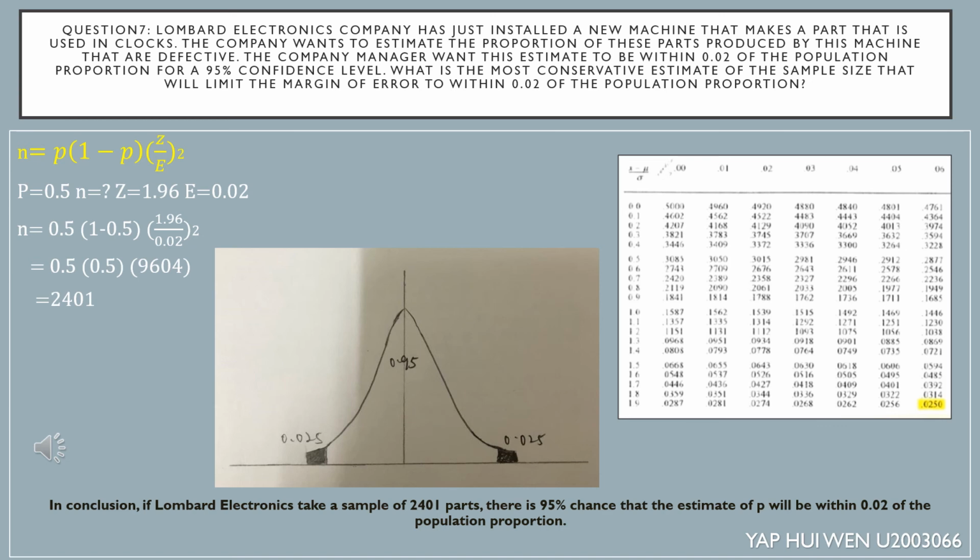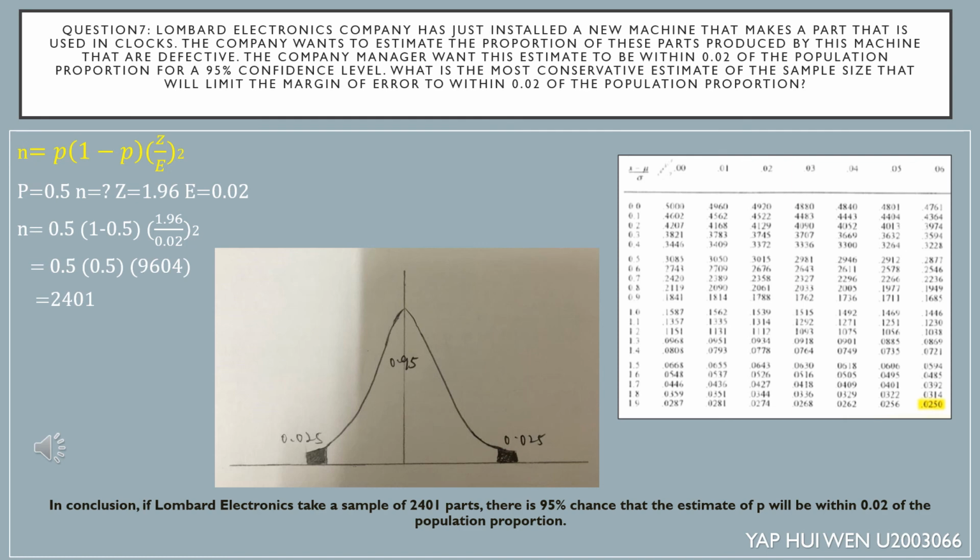So for this question, we will use this formula, which is n equal to p multiply 1 minus p multiply z divided by e squared. N is the size of sample, Z is the standard normal value corresponding to the desired level of confidence, while E is the maximum allowable error. We get to know P equal to 0.5, Z equal to 1.96, and E equal to 0.02. How do we get to know P equals to 0.5? It's because for the most conservative estimate of a sample size, we use P equal to 0.5.